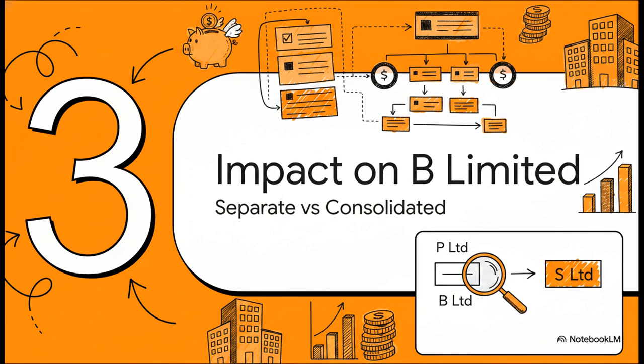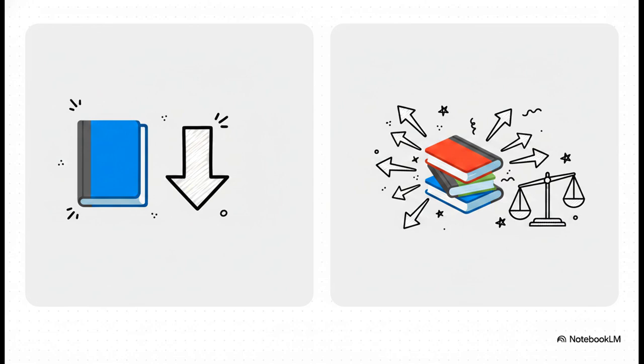Section 3. Impact on B Ltd. Let's look exclusively at our middle entity first. What's wild here is that B Ltd actually has a split accounting personality, depending on which books you're looking at. In their separate financial statements, it's pretty cut and dry. They simply derecognize the investment in C Ltd and recognize that loss in profit or loss.